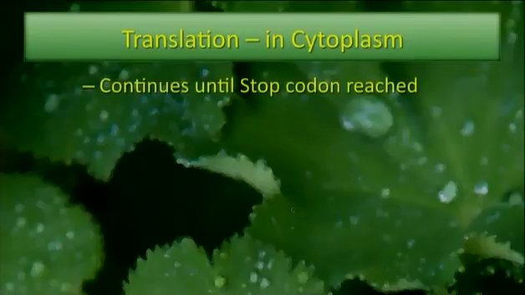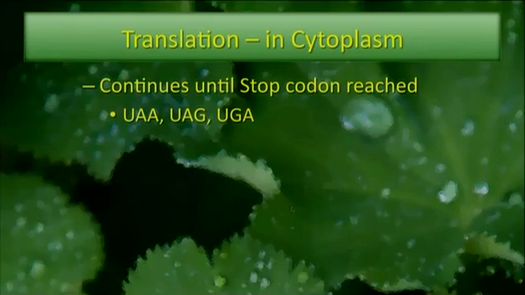So this process continues until a stop codon is reached. The three stop codons do not code for any amino acids. You need to know these, just like you need to know that the start codon is AUG. That codes for methionine, right? So UAA, UAG, and UGA, those are the three stop codons. They do not code for amino acids. They just tell the machinery when to stop doing translation.